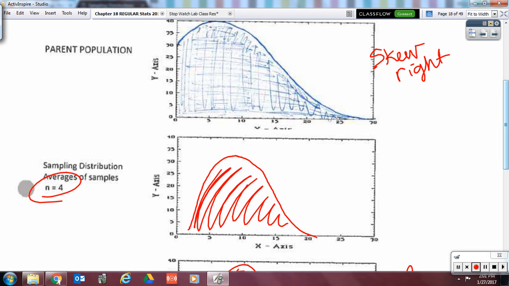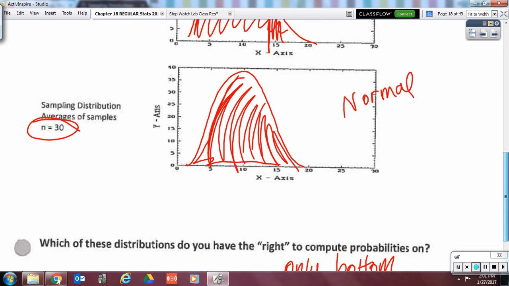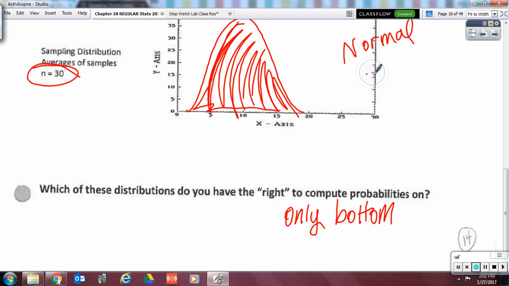Do we know how to calculate the area of this right here, if it's this weird curve that we don't have the equation of? No. Likewise, we can't do it here. These you cannot compute the probabilities. No computing on the top two. Yes, computing on this one because it's normal. Okay, next page.